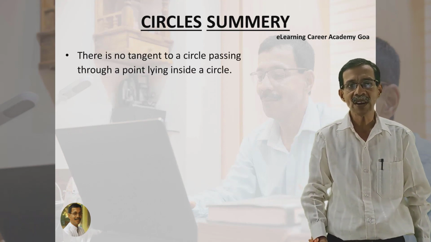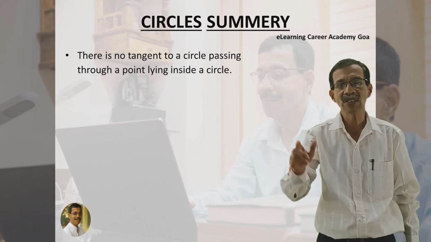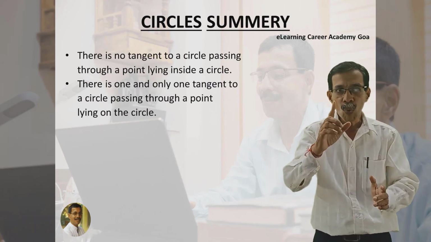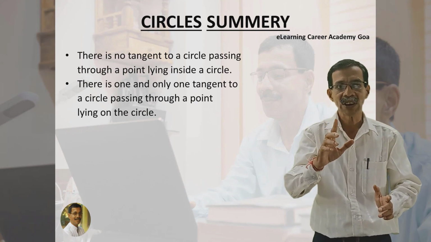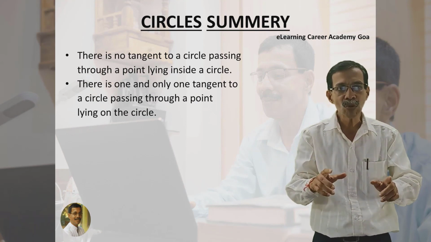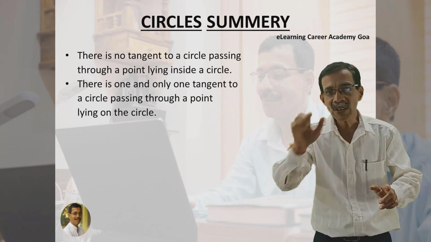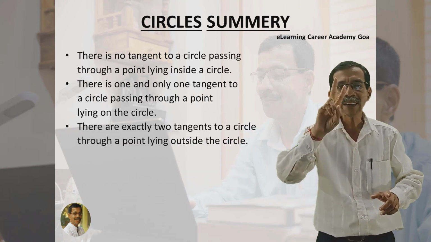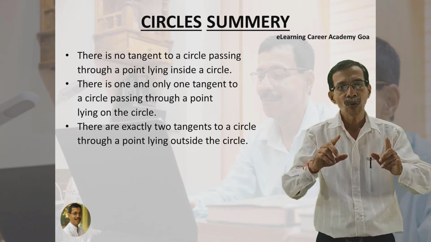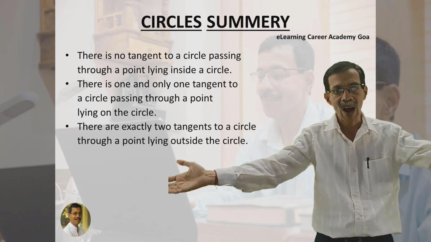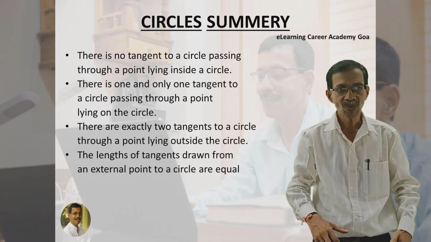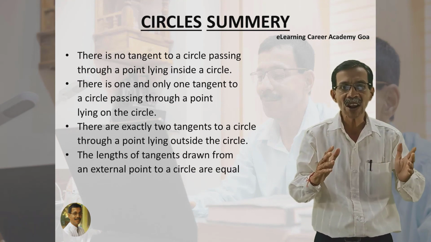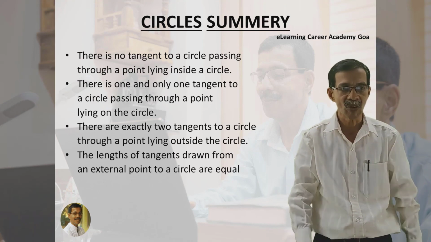There is no tangent to a circle passing through a point which is lying inside the circle. There is one and only one tangent to a circle passing through a point lying on the circle. And third point, there are exactly 2 tangents to a circle through a point which is lying outside the circle. And the last point, the lengths of tangents drawn from an external point to a circle are equal.